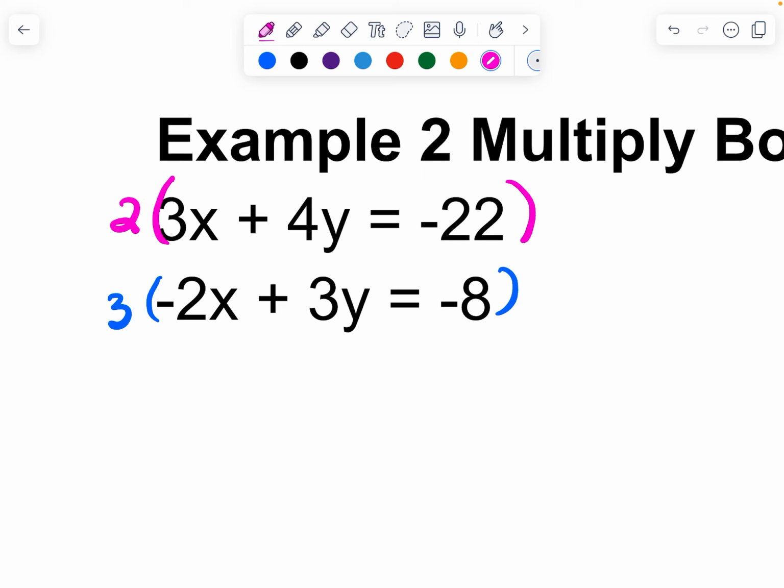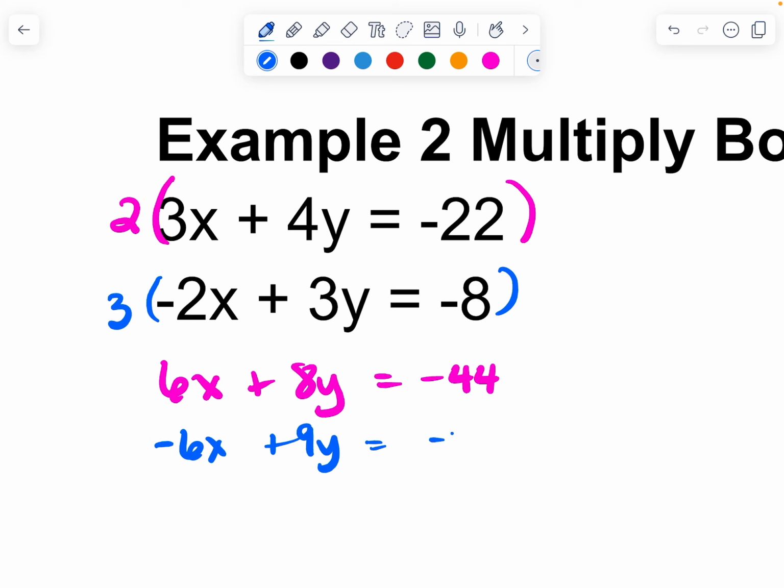So if I multiply by 2, I would get 6x plus 8y equals negative 44. Okay, this next one, I get negative 6x plus 9y equals negative 24. Now, could I have multiplied the top one by 3 and the bottom one by negative 4 or negative 3 and 4? Yes, to get rid of the y's. Does it matter? Absolutely not. The only reason that I did 2 and 3 is because they already have an opposite sign.